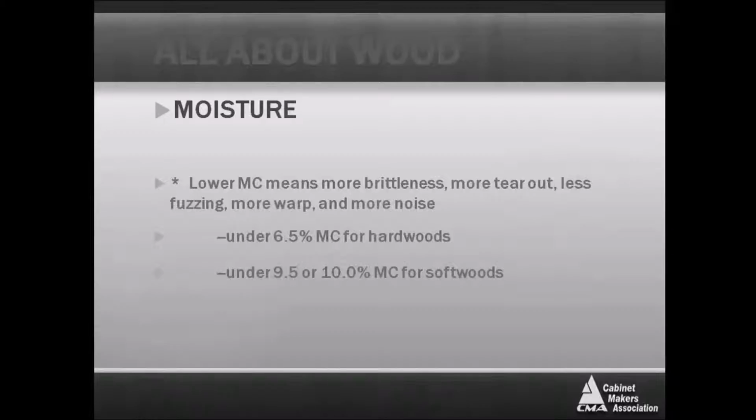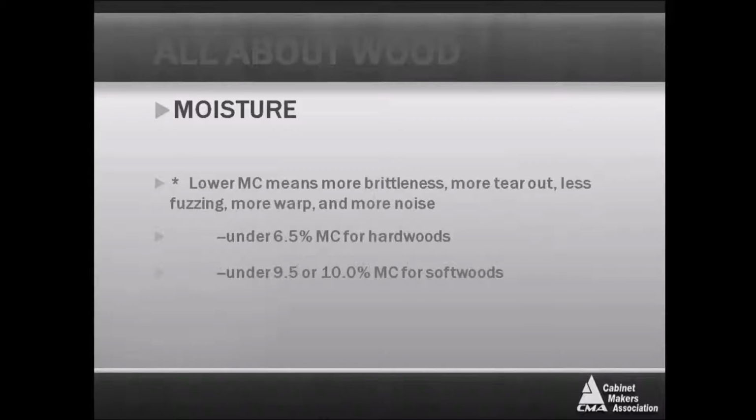Moisture. One last thing on moisture. Lower moisture means more brittleness. And as a result, you're going to get more tear out, less fuzzing, more warp, more noise. And what do we mean by low moisture? Under 6.5% moisture for hardwoods. But the pin meter doesn't measure that very well, so you have to have a pinless to get this very low moisture. Under 9.5% or maybe even 10.0% moisture content for softwoods would be considered too low for the best machining.